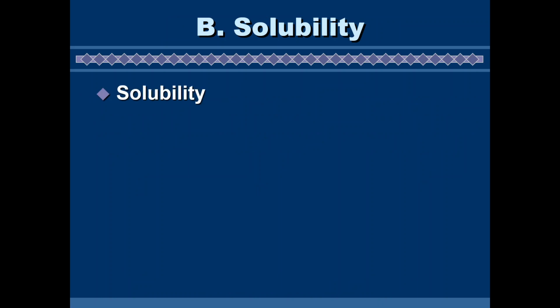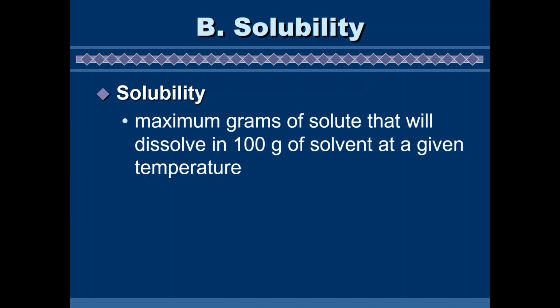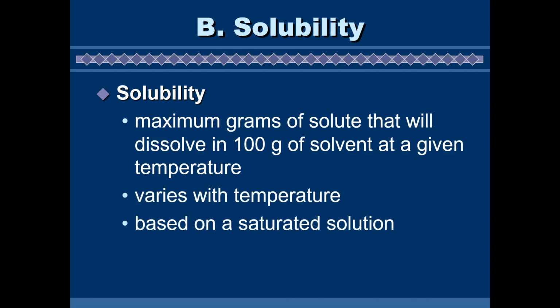So let's look at how to actually measure solubility. Solubility is defined as the maximum amount of grams of solute that can be dissolved in 100 grams of solvent at a given temperature. It is important to remember that 100 grams is equal to 100 milliliters of water. For water, grams and milliliters are almost the same thing, because the density of water is 1 gram for every 1 milliliter. But solubility varies with temperature and is based on a saturated solution.